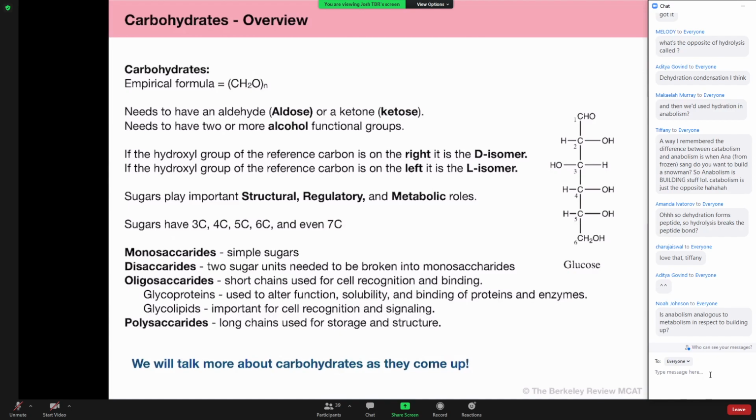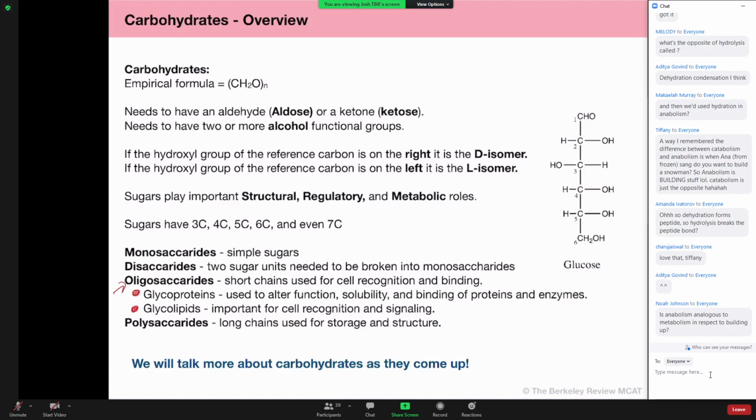Oligosaccharide. These are, again, just like oligopeptide. An oligosaccharide is a short chain of sugars. And specifically, if you ever hear oligosaccharide, I want a little light bulb to go off and say, okay, are they talking about glycoproteins? Or are they talking about glycolipids? A glycoprotein is just a protein that has a short chain of sugars attached to it. And similarly, a glycolipid is a lipid that has a short chain of sugars attached to it.